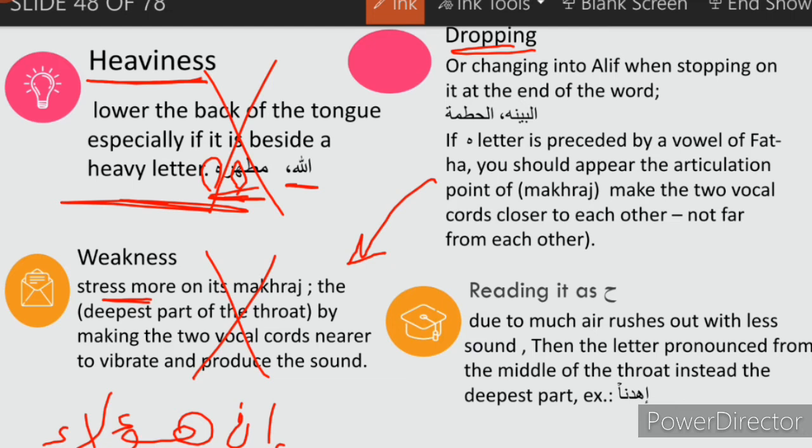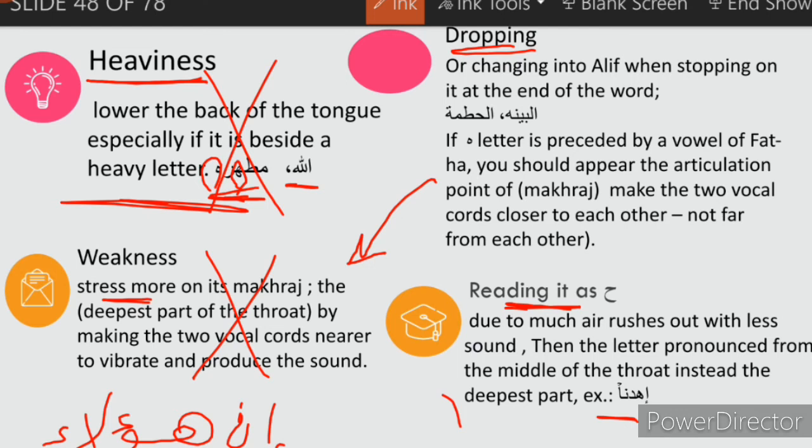Number 4 from the mistakes that may happen to the ha letter is reading it as ha. Why? This mistake may happen when I allow lots of air to pass, as well as not closing the 2 vocal cords by the needed amount. So the word ihdina, okay, when I read it as ihdina, this is the mistake.